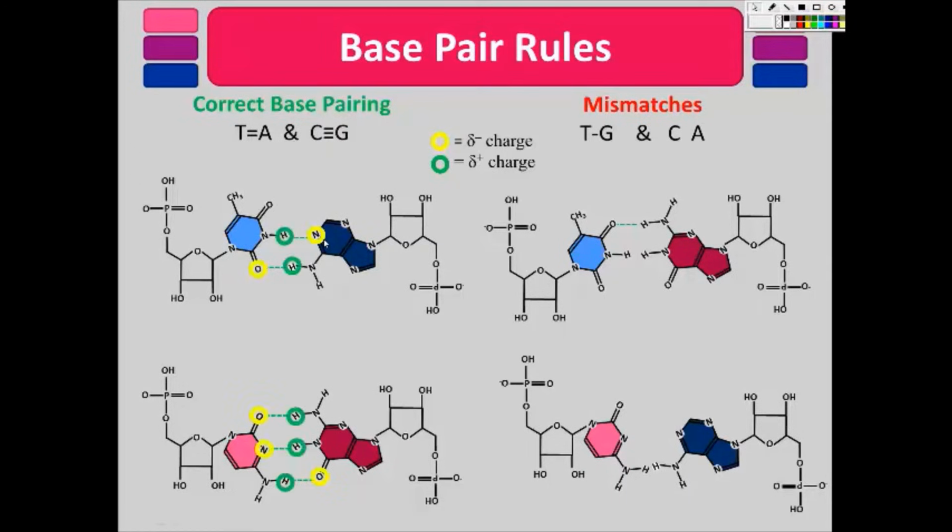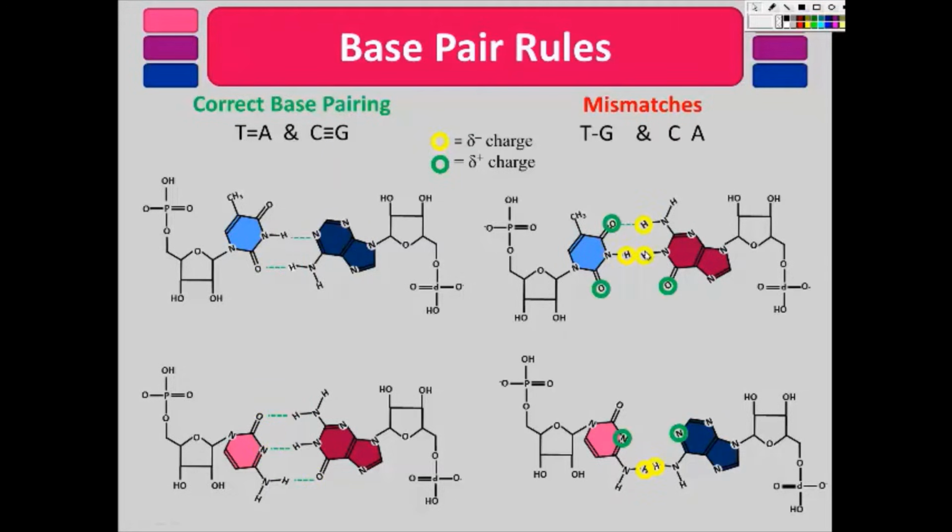Here is the correct identification, with hydrogen bonds circled in green and partial negative atoms like oxygen or nitrogen circled in yellow. Notice that in each correct bonding pair, there is a green circle opposite a yellow circle.